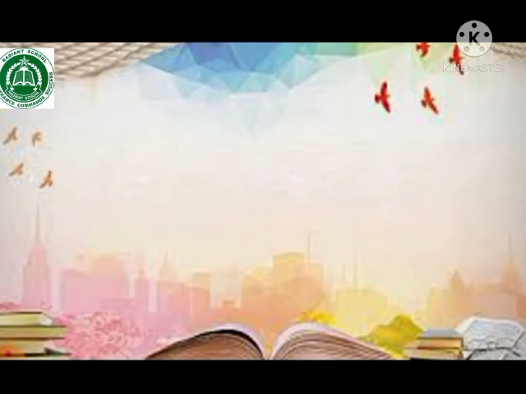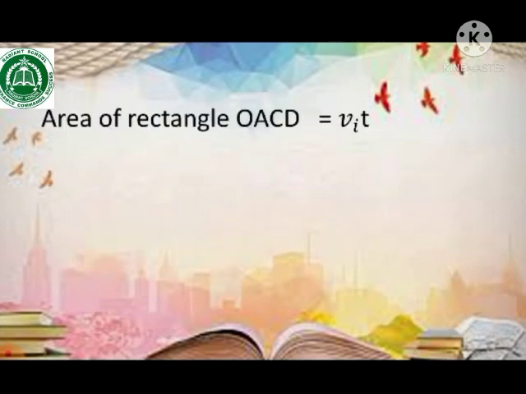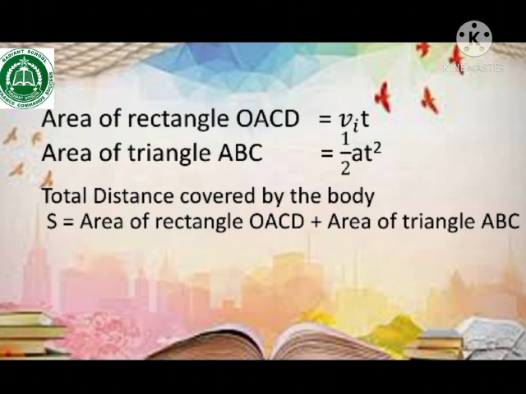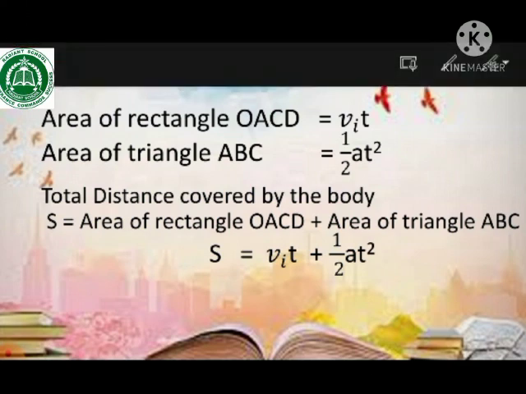So finally the total area under the graph will be the sum of the area of rectangle OACD and the area of triangle ABC. The total distance covered by the body is S is equal to VIT plus half AT square. This is the final result, which is also known as the second equation of motion.